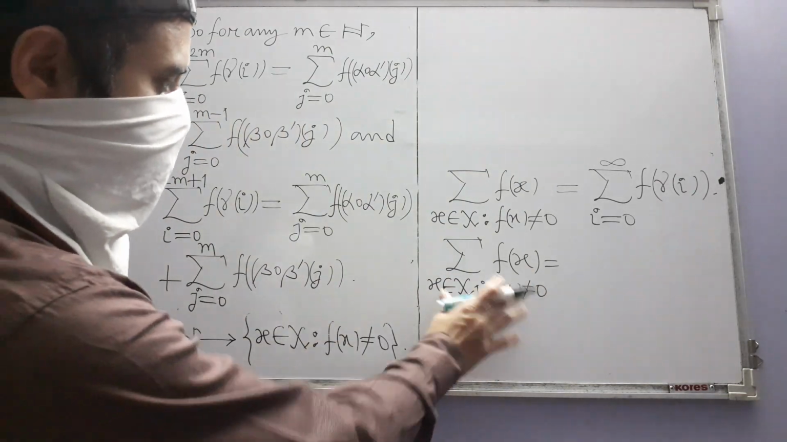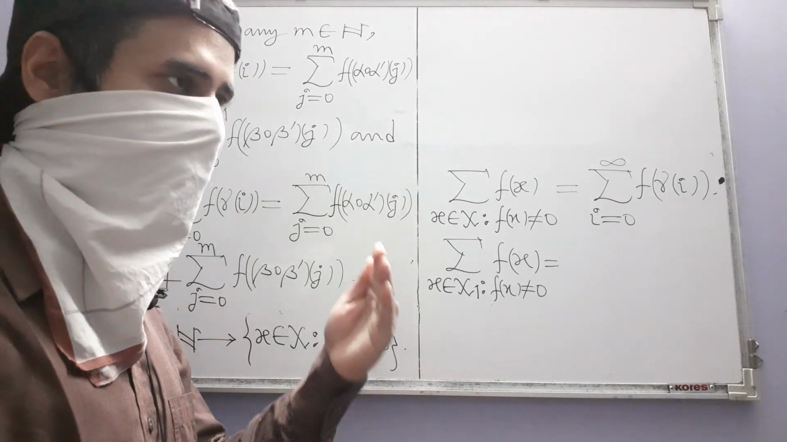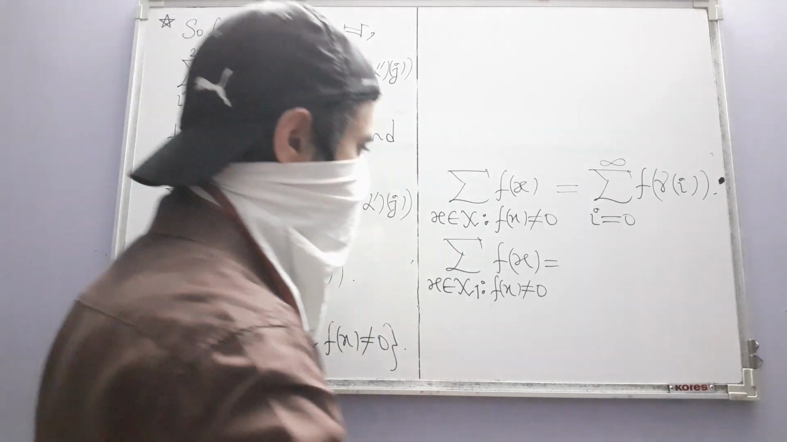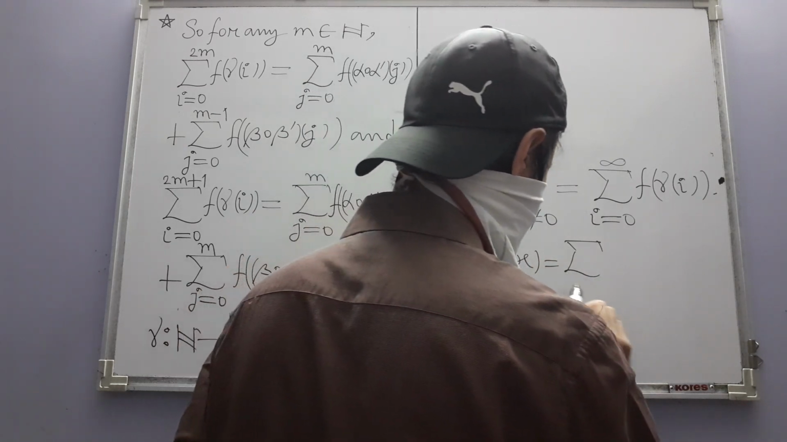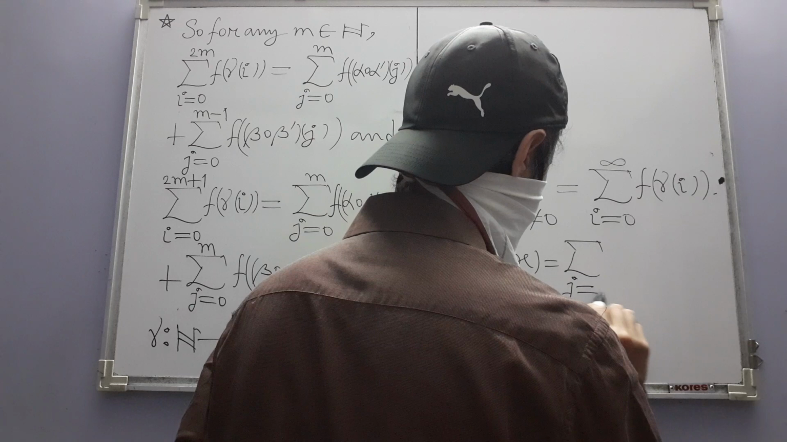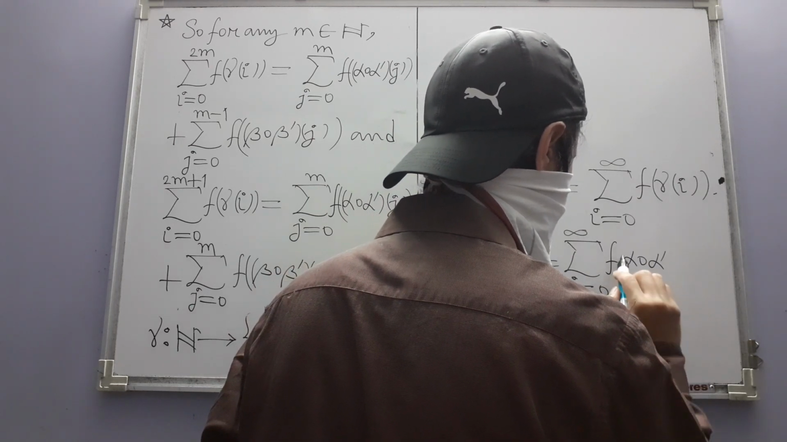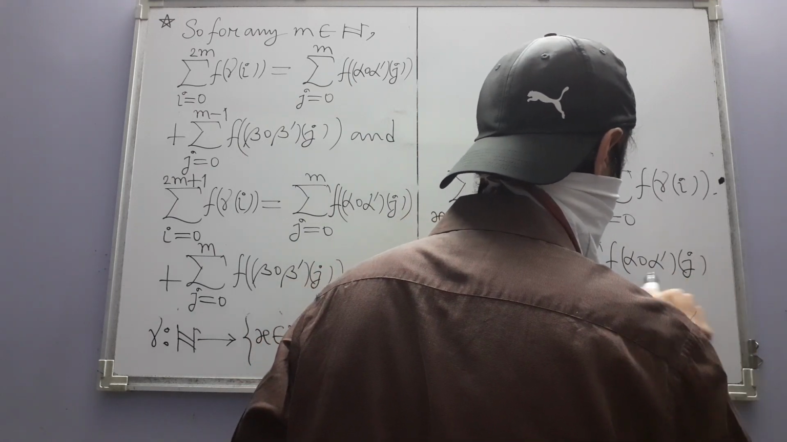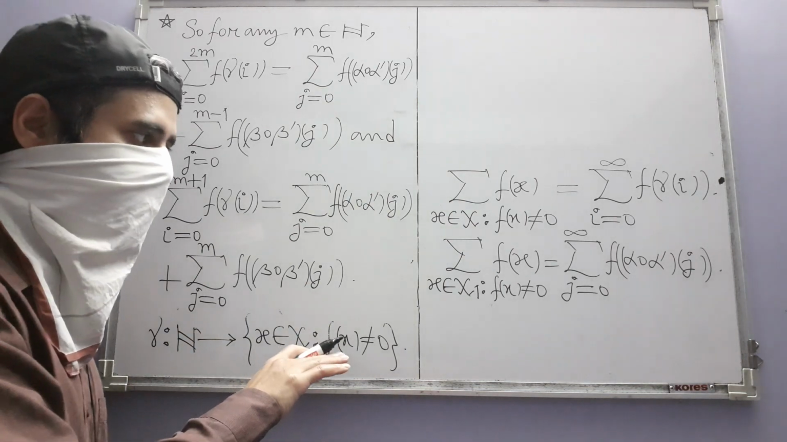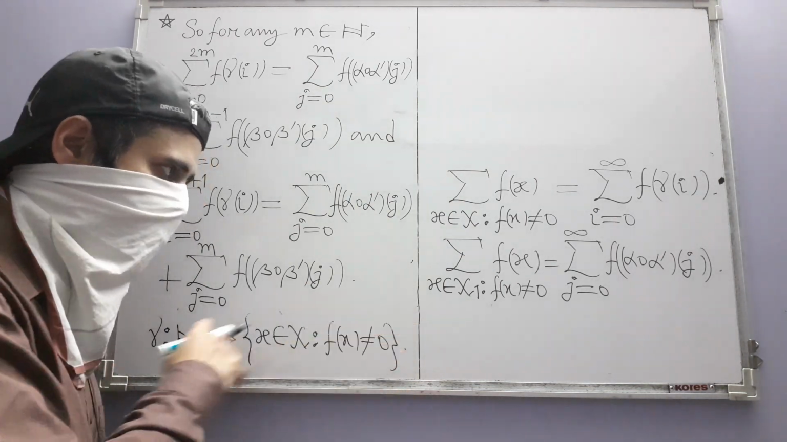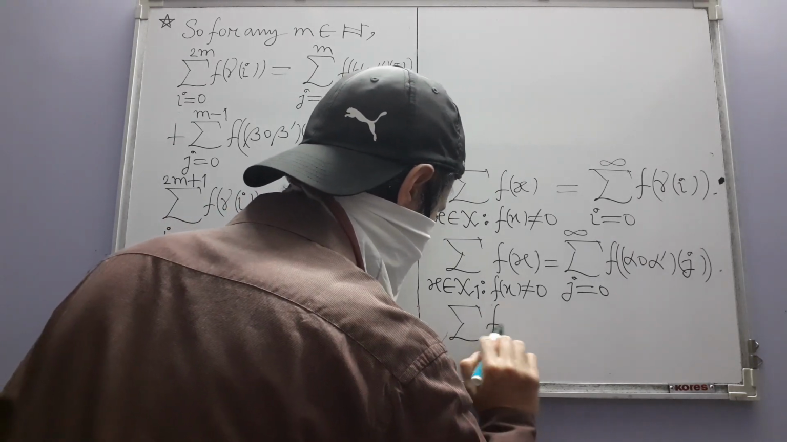What bijection do we use here for this set? Between n and this set, we already have one, that is alpha composition alpha prime. So using that bijection, this turns into this series. And using that other bijection between n and that other set, the third one is turned into an ordinary infinite series.